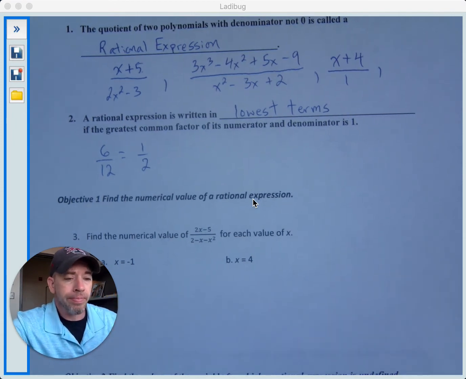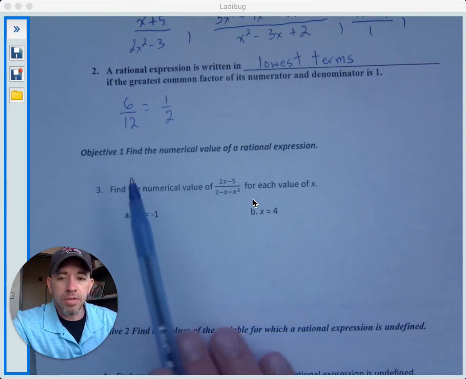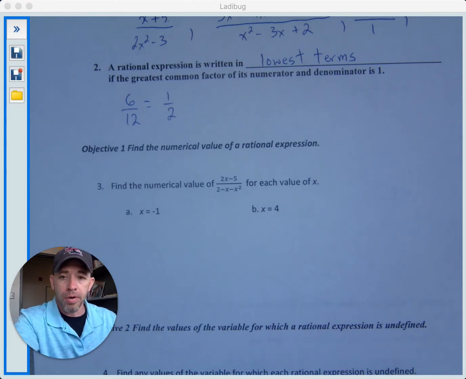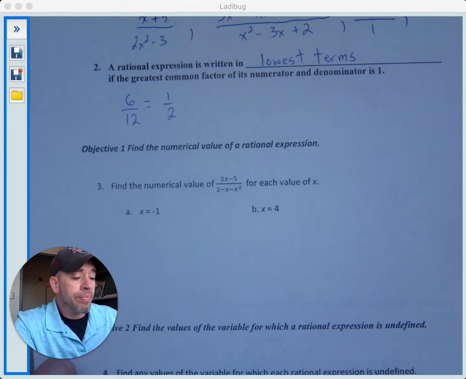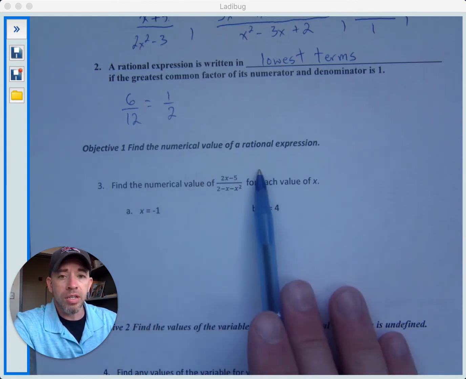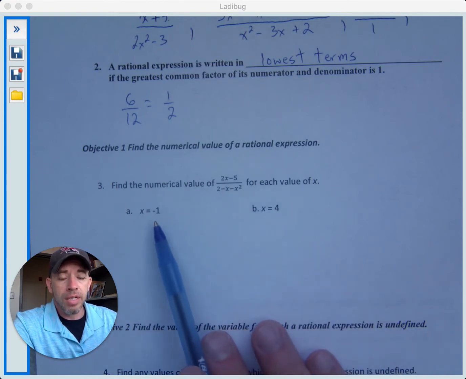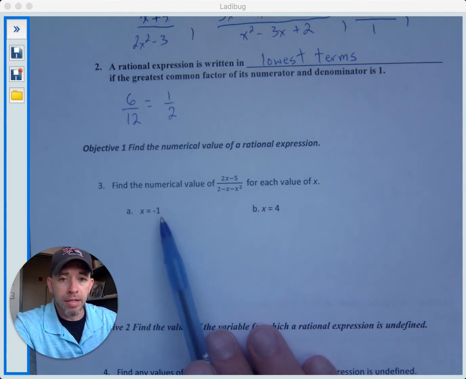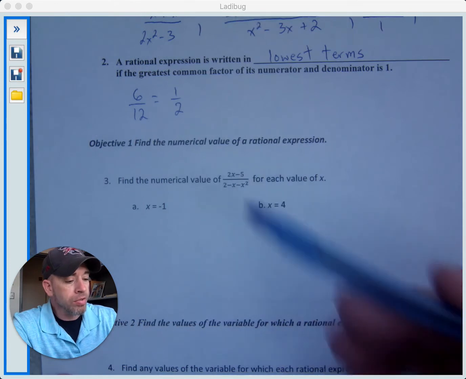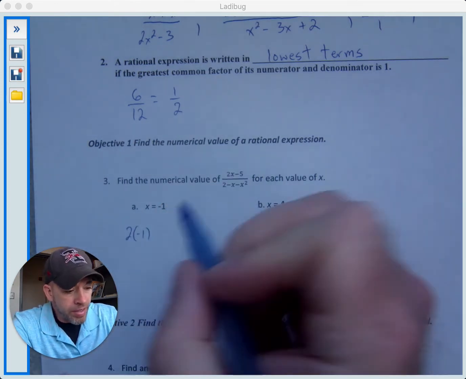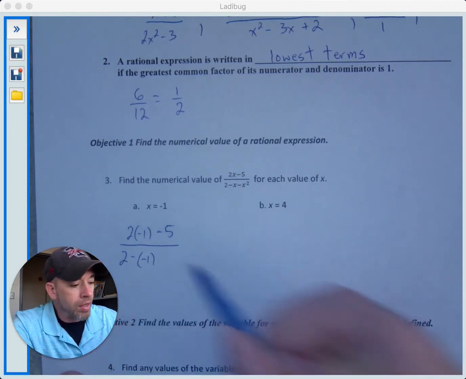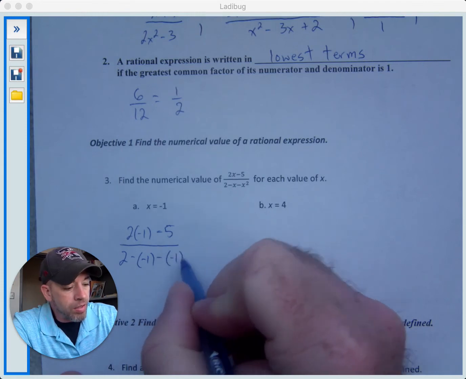So we'll get there. So the next objective, the first objective, I guess, find numerical values of rational expressions. This should be the easiest part of this section, probably this chapter. These are plug and chug problems, right? We're asked to find the numerical value of this rational expression if x is -1 and then if x is 4. So we just plug in -1 for x and then simplify, right? So let's do that. 2 times -1 minus 5 over 2 minus -1 minus a -1 squared.